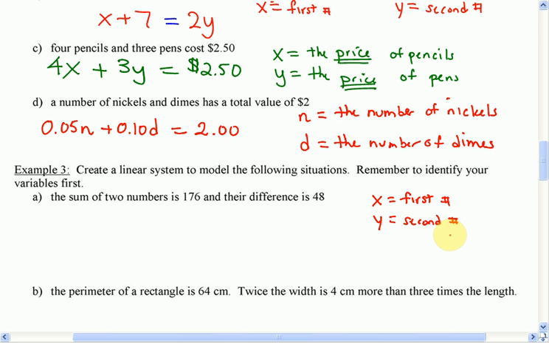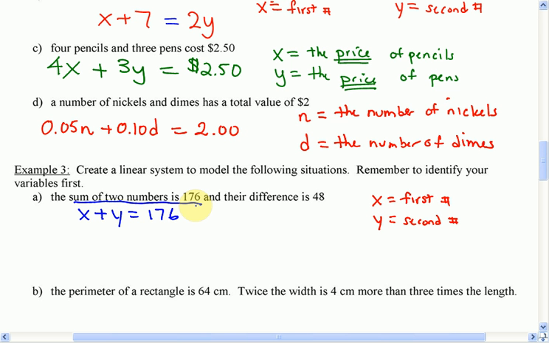Okay. Once you've got your variables, let's see if you can come up with two equations now. If the first part says the sum of two numbers is 176, what does sum mean in math? Add. So what am I adding here? X and Y. Good. So X plus Y equals what number? The sum of two numbers is 176.